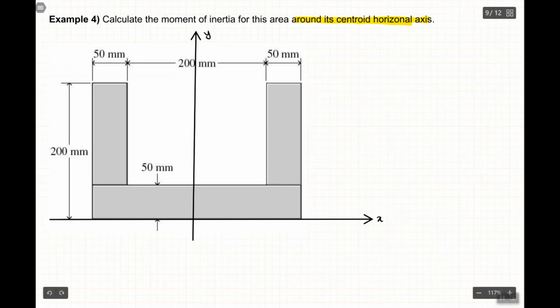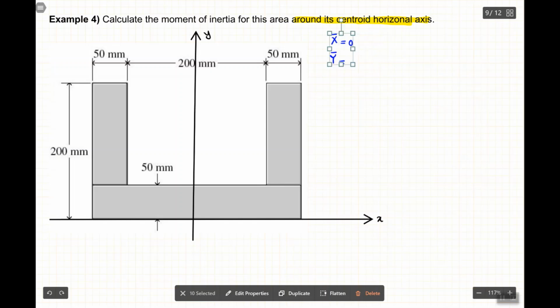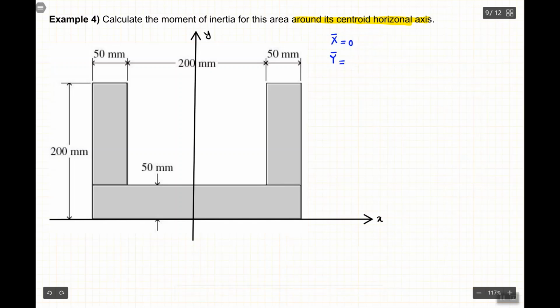Now I need to find x bar and y bar. So x bar is 0, but y bar we need to calculate it. All right, so x bar is 0 because we know this line is symmetric and we know that the centroid must be somewhere on this line. We don't know where it is, but it must be on this line, and if it is on this line it means x is 0. All right, so what's the procedure?